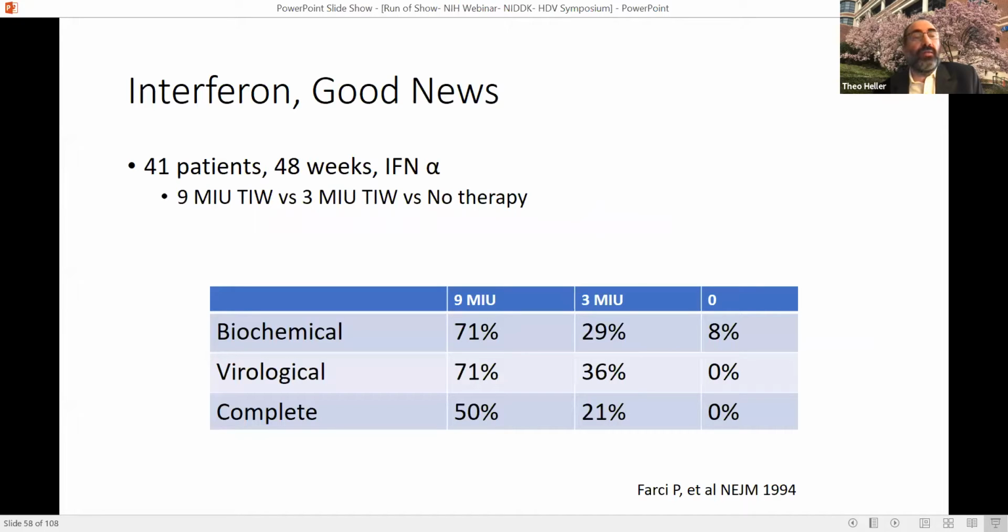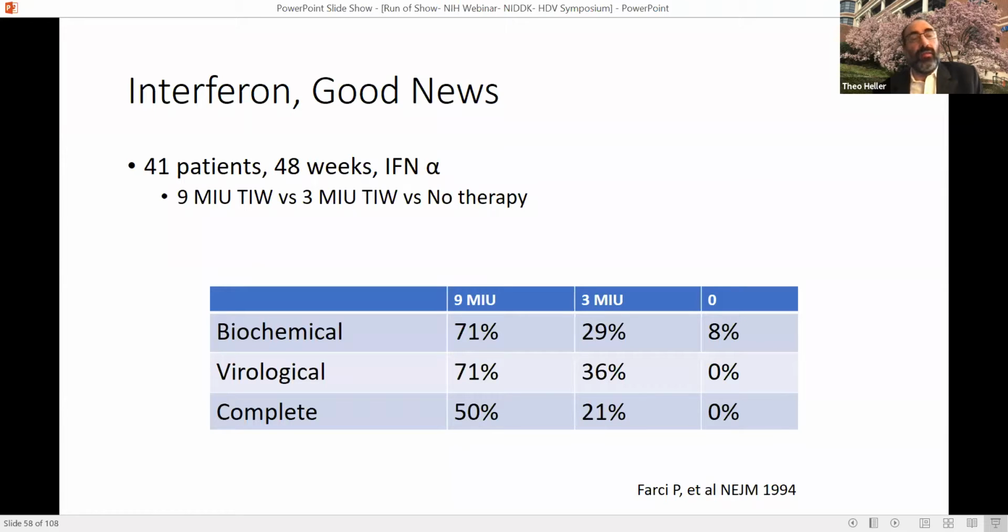The good news with interferon: Dr. Fauci, one of the panelists today, did a seminal study where she treated 41 patients for 48 weeks with interferon alpha. There were 3 arms in the study: no drug, 3 million international units 3 times a week, and 9 million international units 3 times a week. The salient feature is that 71% of patients in the high dose had a virologic response, meaning they became PCR negative. In the low dose, 36% became PCR negative, and none in those who weren't treated.